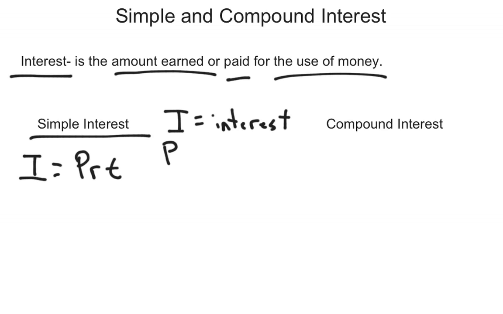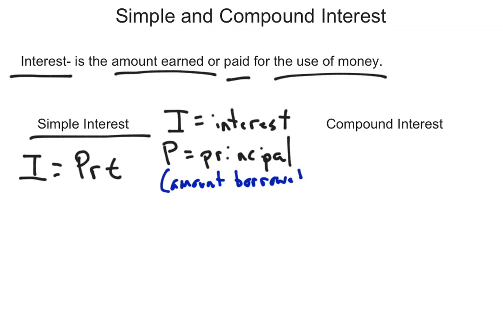The P is what we call the principal. Not like the principal of the school, or even a principle that you live by. It's a principal. Principal here is, I'll put it in parentheses, the amount borrowed. It's the amount of money that is being borrowed. That's always called your principal. So whether I take out a loan from the bank for $100,000, the $100,000 is what I borrowed, that would be my P.